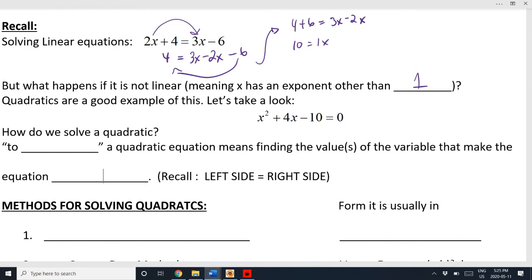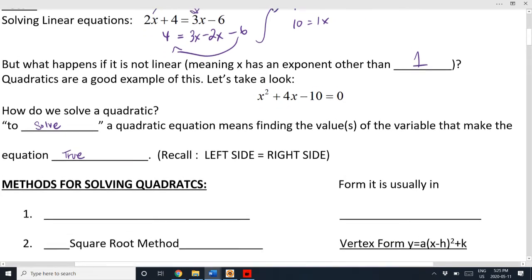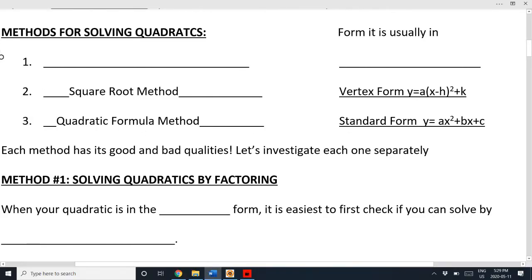How do we solve a quadratic? To solve a quadratic equation means finding the values of the variable that makes the equation true. Recall left side is equal to right side. So that's what we're going to do. There are several methods of solving quadratics, and some of them you already know. So let's go through those. The first method that we will take a look at for solving quadratics is the factoring method.